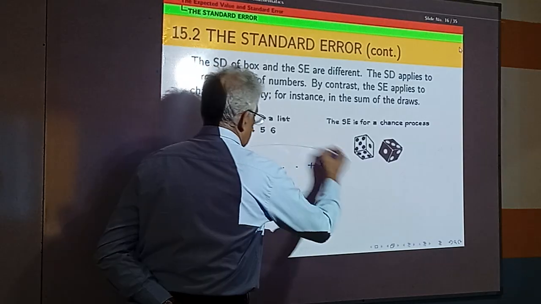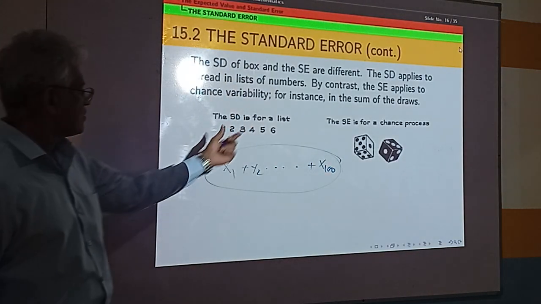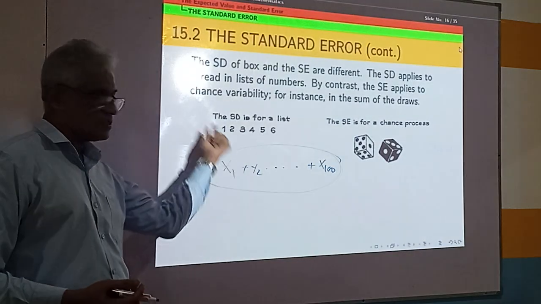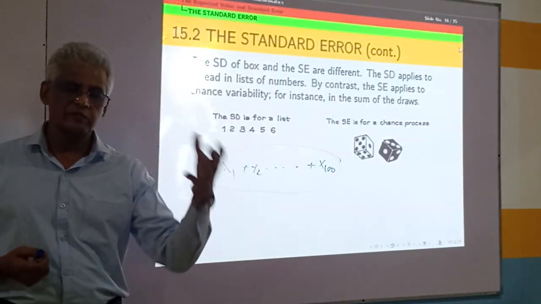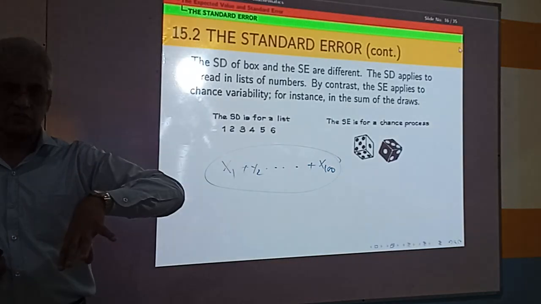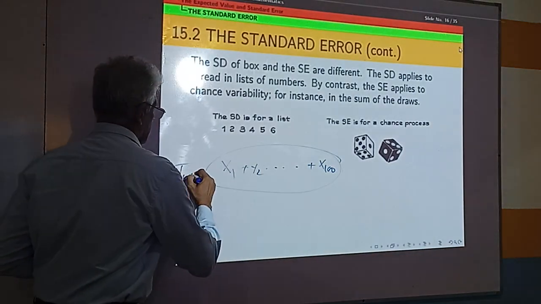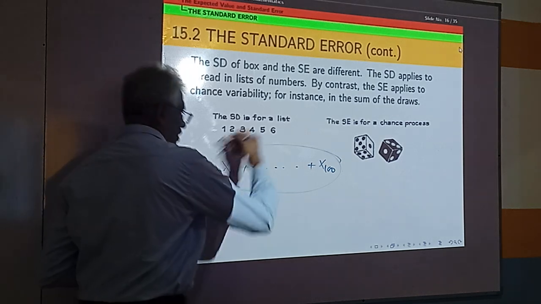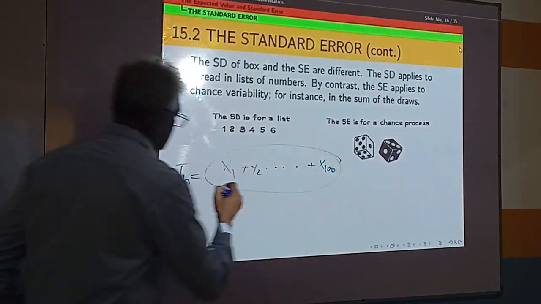So this is what you call a statistic. Right? If you just take one, that x1 is just a single random variable. For a single random variable, we talk about standard deviation. Right? If you are talking about, for example, Tn, Tn is a function of several random variables. That is called a statistic.